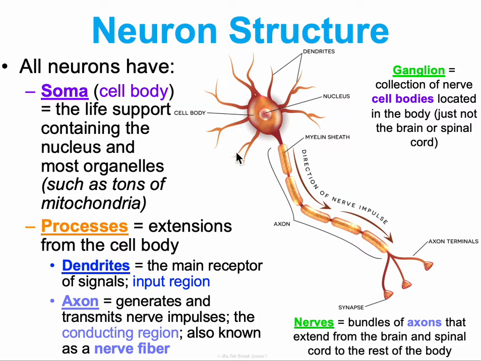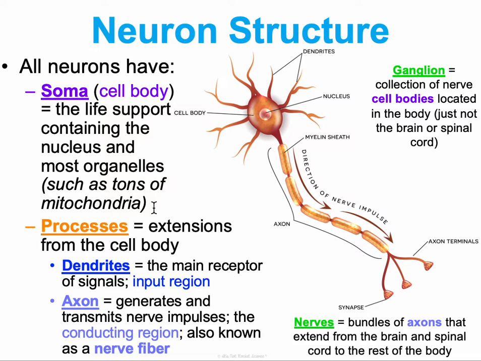So for the neuron structure, this is going to be a really important structure that you are going to be seeing a lot for the rest of this unit, as well as for your final. There are a few main terms that you're going to need to know here. First is the soma, which is also called the cell body. That is this oval structure right there. That is basically the life support that contains the nucleus and a lot of the other really important organelles that neurons rely on. An example of that would be mitochondria.